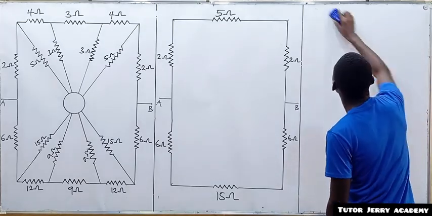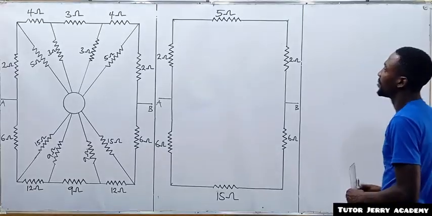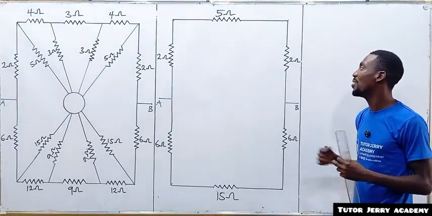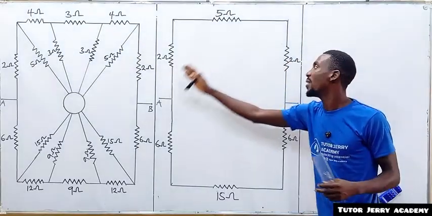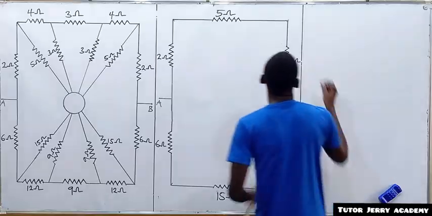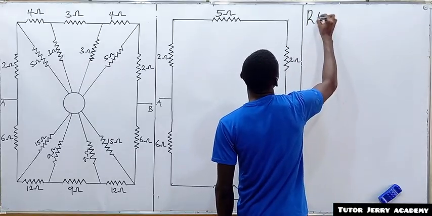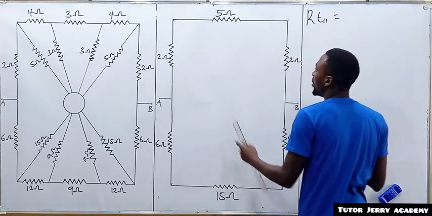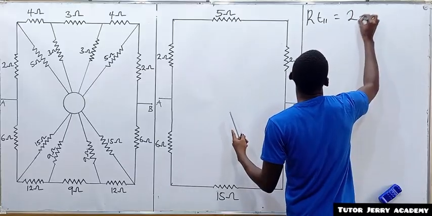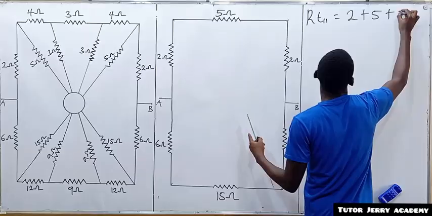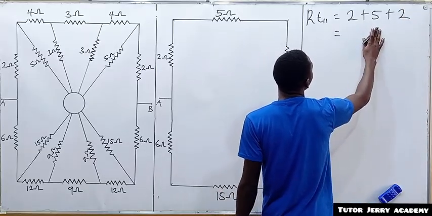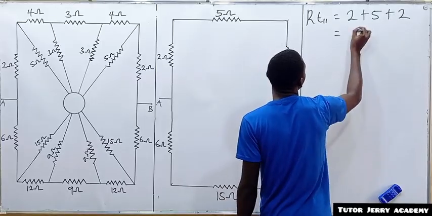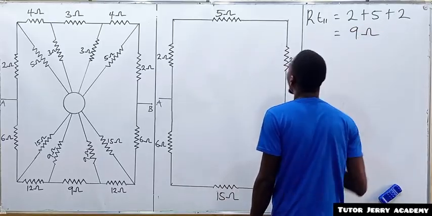All right, so now we are going to be using RT11 to solve the series effect of this part. So RT11 is equals to 2 plus 5 plus what? Plus 2. And this is going to give us what? 2 plus 5 is 7, 8, 9. That is 9 ohms. All right.